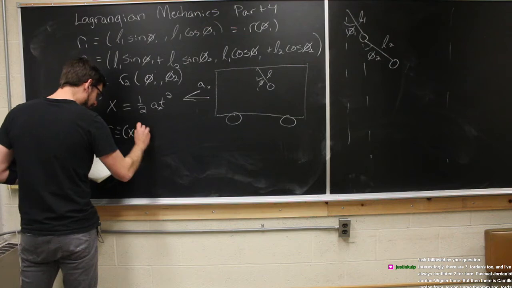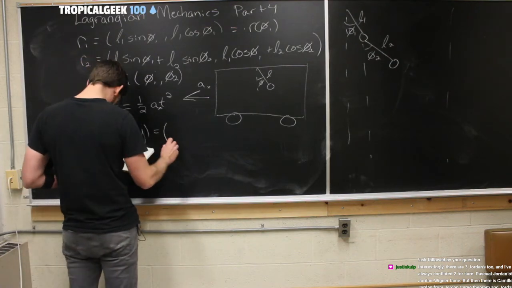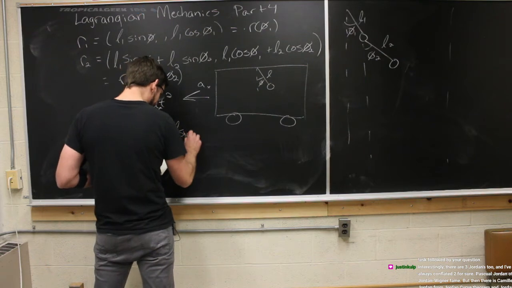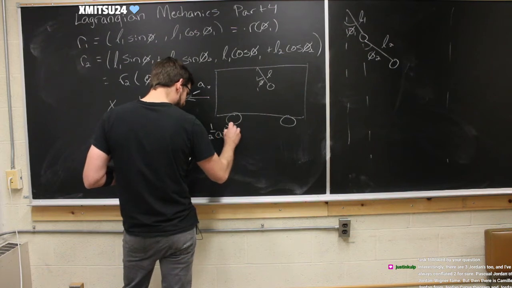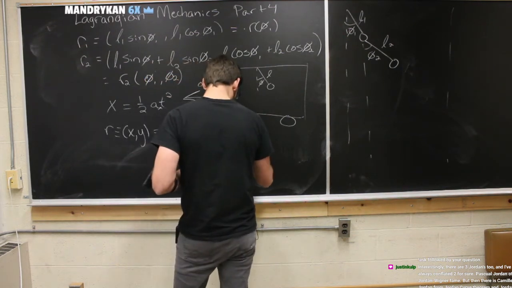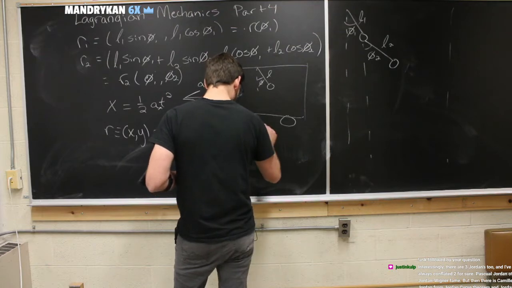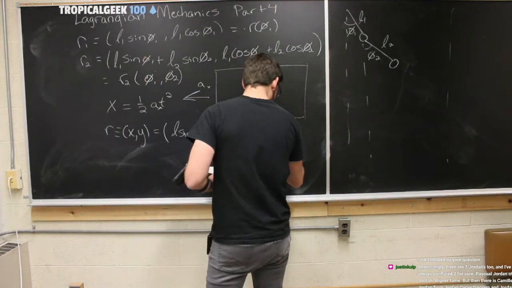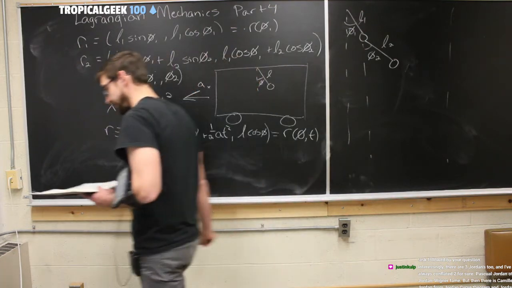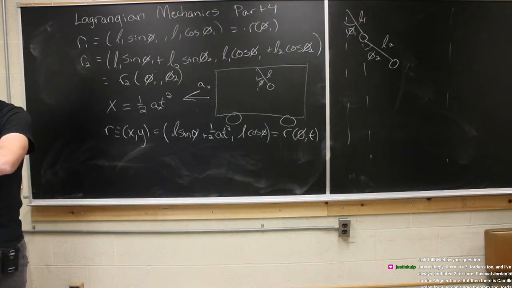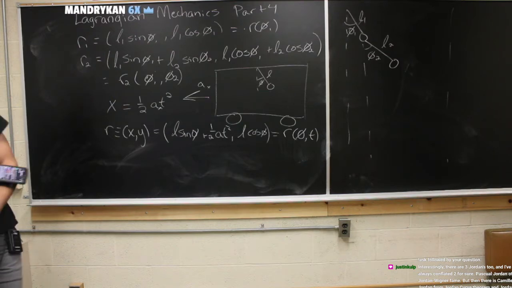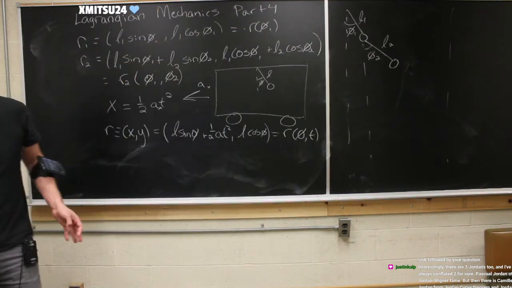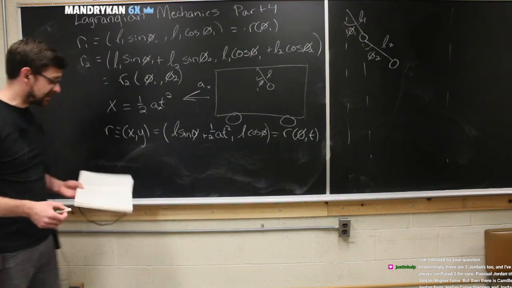of x and y, but also the parameters become L sine phi plus, now that we're in the x direction, one half a t squared, and the other coordinate for y is just going to be L cosine phi. So now we see that this becomes a function of both phi and t. So it's clear here that the relationship between r and the generalized coordinate phi does depend on t. Okay, now let's talk degrees of freedom.